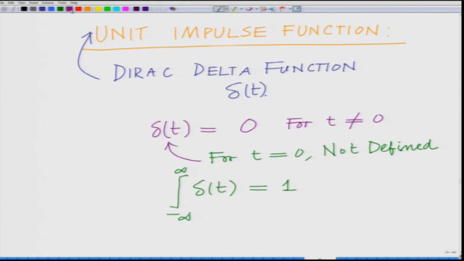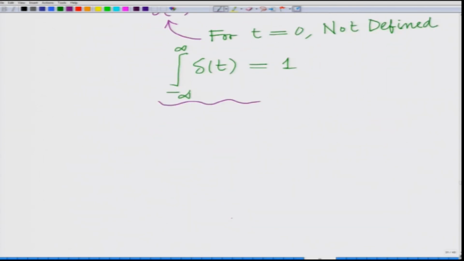That is, the area under this function, the area under this Dirac delta function, is always unity. That is, it is 0 everywhere. So, the value at 0 is not defined. However, the area under this, that is the integral from minus infinity to infinity of delta t, is basically unity, always a constant, that is 1, and it is represented as follows.